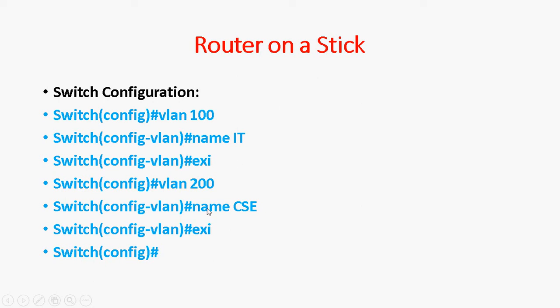Then again I am creating VLAN 200. So in global mode you have to give vlan 200. Then afterwards you give any name. I am giving the name CSE. Exit. This is the syntax for creating the VLAN from the switch.